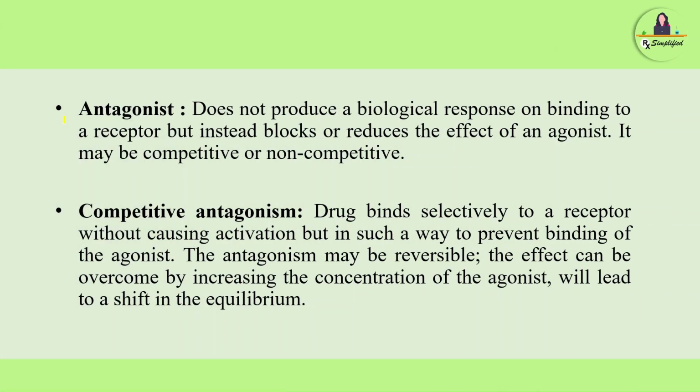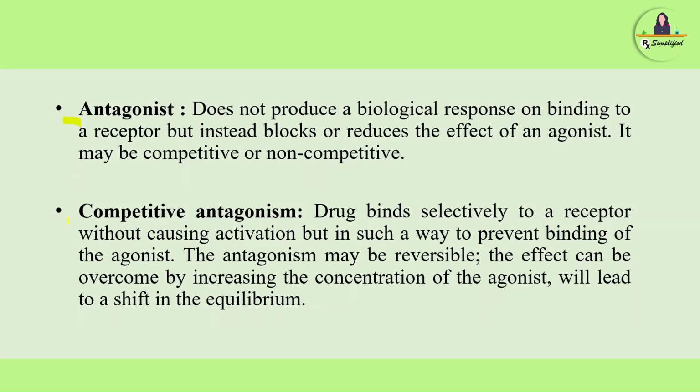Next, we'll look at different types of antagonists. An antagonist doesn't produce a biological response on binding to a receptor, but instead blocks or reduces the effect of an agonist. It may be competitive or non-competitive, meaning it doesn't show any cellular or biological response. So, an antagonist blocks the binding site of the agonist. There are two types of antagonist. First one is the competitive antagonist, and second one is the non-competitive antagonist.